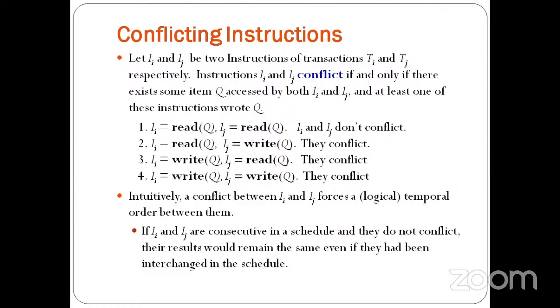So intuitively, a conflict between Li and Lj forces a temporal order between them. If Li and Lj are consecutive in the schedule and they do not conflict, their results would remain the same even if they had been interchanged in the schedule. Even if the schedule is changed, the results are going to remain the same. It will not conflict.